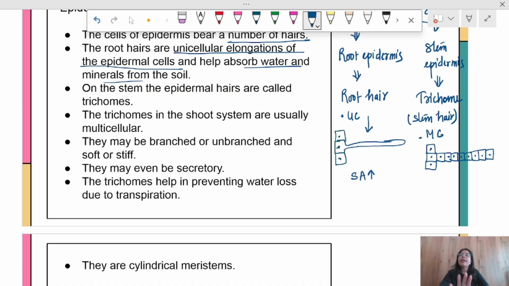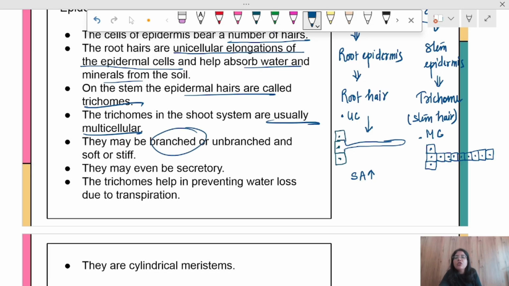So trichome is not an extension or elongation of an epidermal cell. No, it is formed from the cell division of an epidermal cell. It's a multicellular structure. So stem hairs are called trichomes and they are usually multicellular. Only if the word "usually" is missing will this statement be wrong, so please remember this statement: usually multicellular.